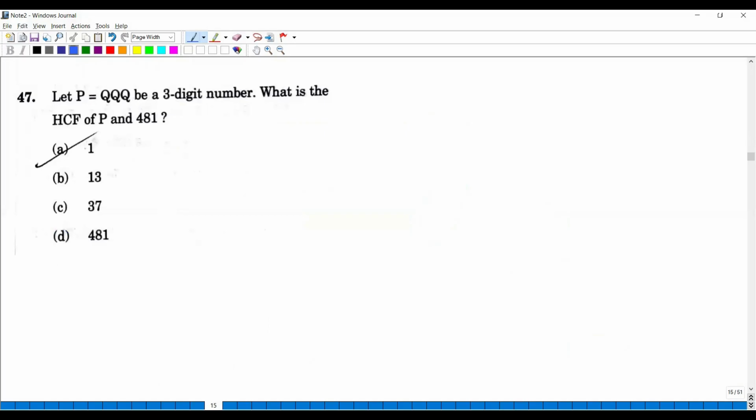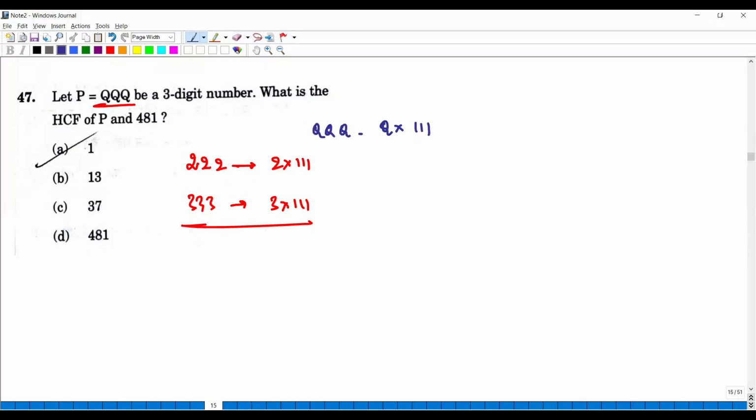Let P is equals to QQQ be a 3-digit number, then what is the HCF of P and 481? See, when a 3-digit number, for example, if I take 222, you can write it as 2 into 111. When it is 333, you can write as 3 into 111. Okay. So QQQ can be written as Q into 111.